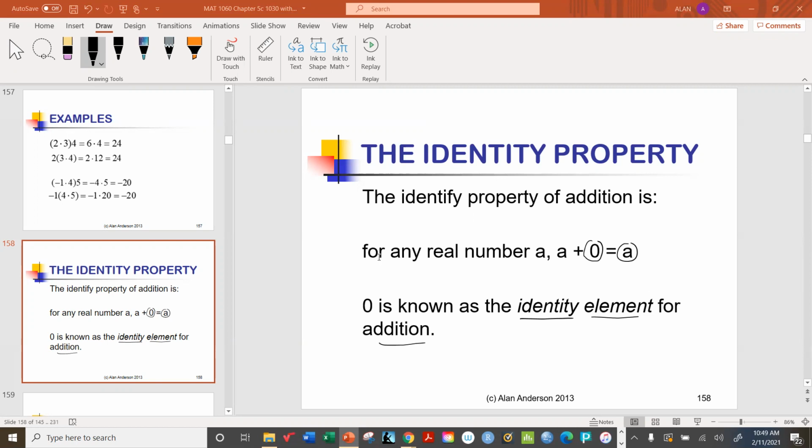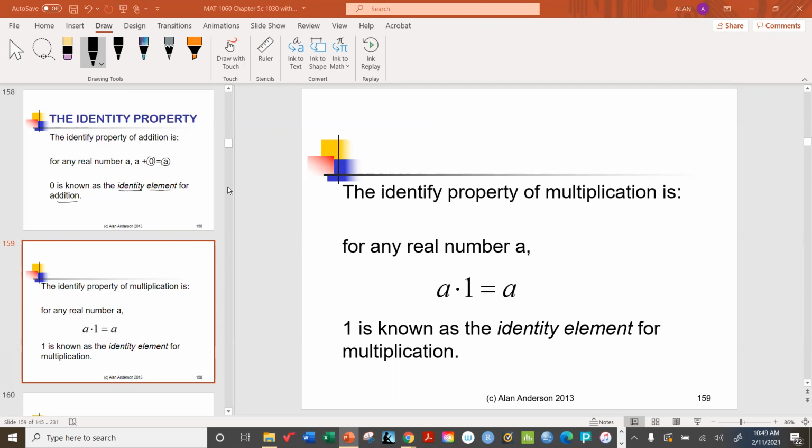Well, now, if there's an identity element for addition, isn't there one for multiplication? Yes. And so obviously we all know that if you multiply a number by 1, you do not change its value. So we say that 1 is the identity element for multiplication. And this helps us out a lot.